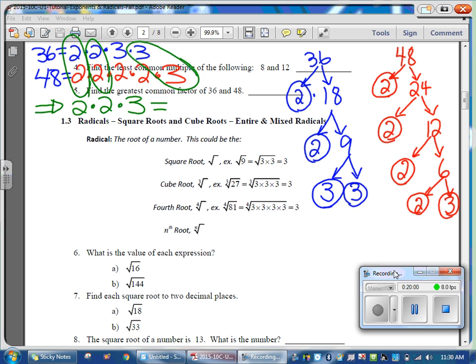The other way to do it is to draw a factor list, like we do when we're factoring. So it's to draw a factor list.